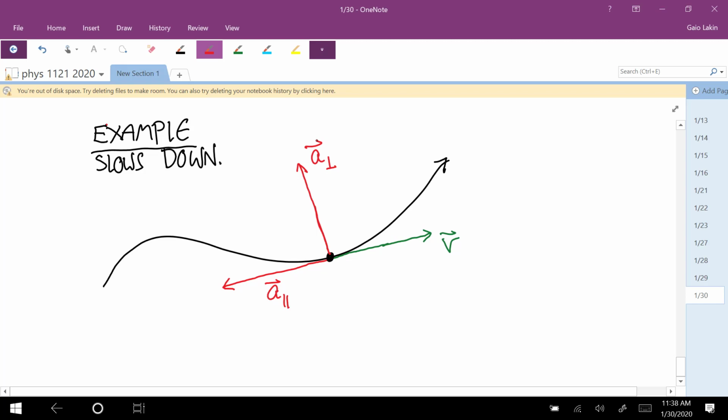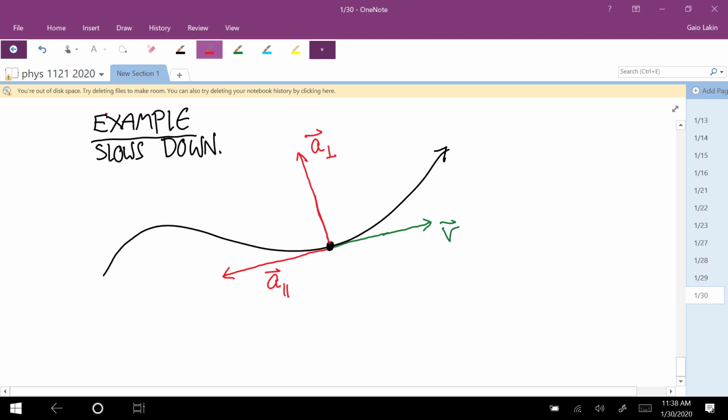And now what do we know about the total acceleration? Well, we know the directions of these 2, but we don't know the magnitudes. So we can't say exactly what the direction of the acceleration is, but we can say that if you add up a vector in this direction with a vector in this direction, you get something that's in between those 2 directions. So the total acceleration is going to be somewhere in this range of directions.